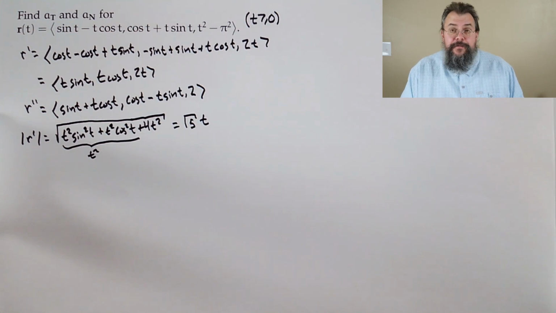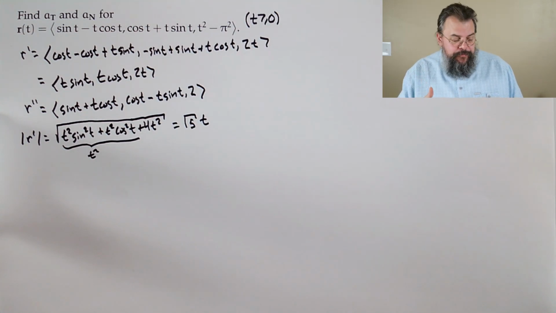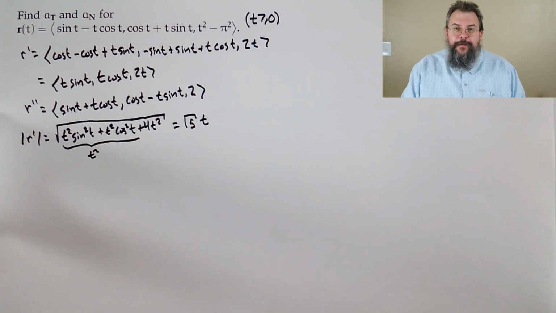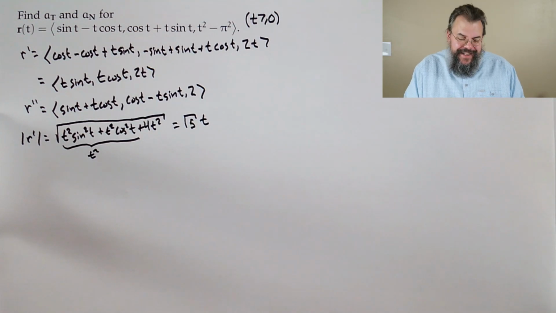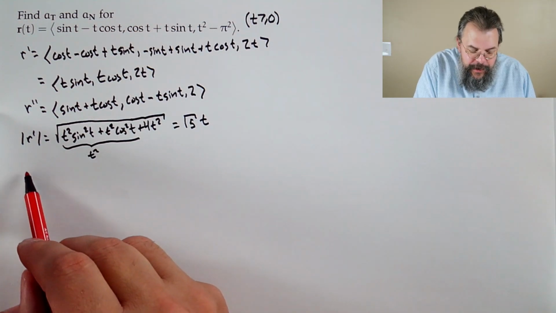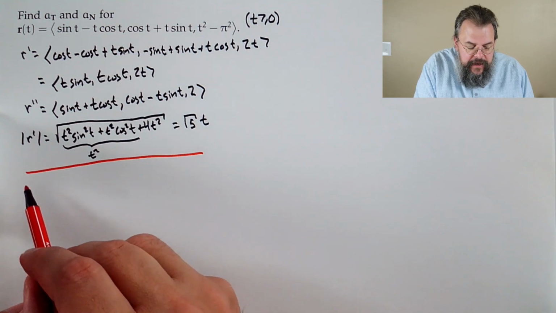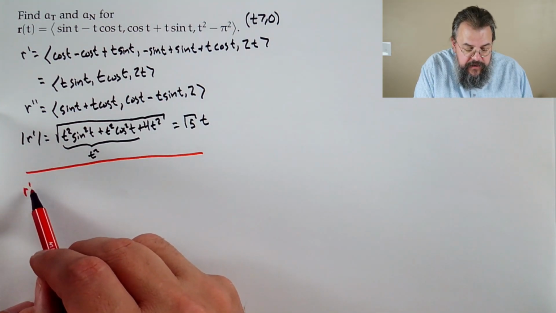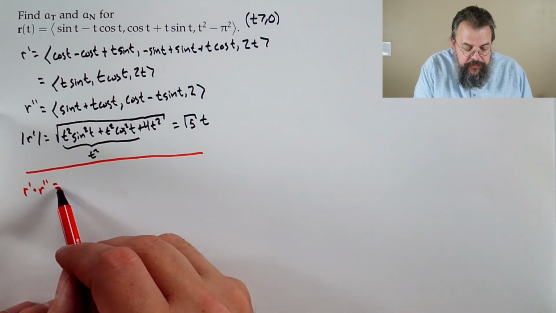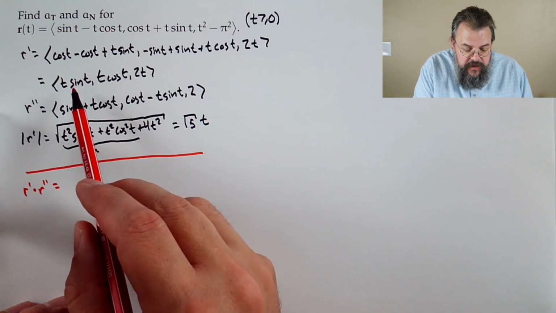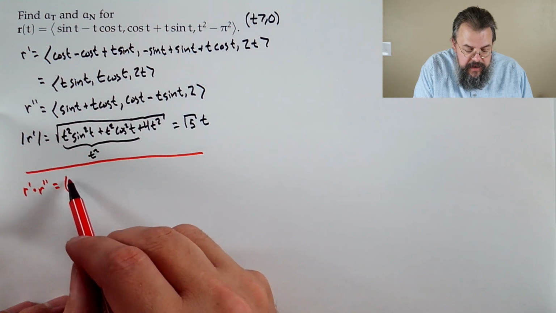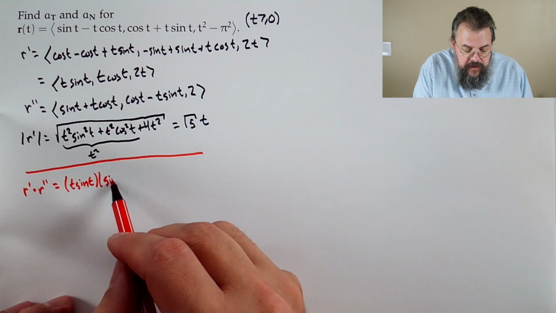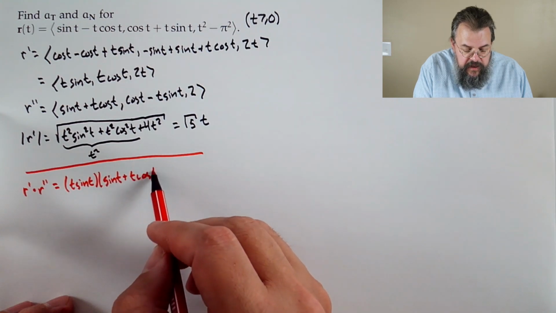Now, we have geometric or algebraic. Maybe we should do geometric first, because I think if we do algebraic first, we're not going to have the heart to do geometric. So when we're doing geometric, the next thing, after we've computed these things, is to do the dot product and the cross product. So r prime dot r double prime. We multiply the entries together. So we're going to get t sine t times sine t plus t cosine t.